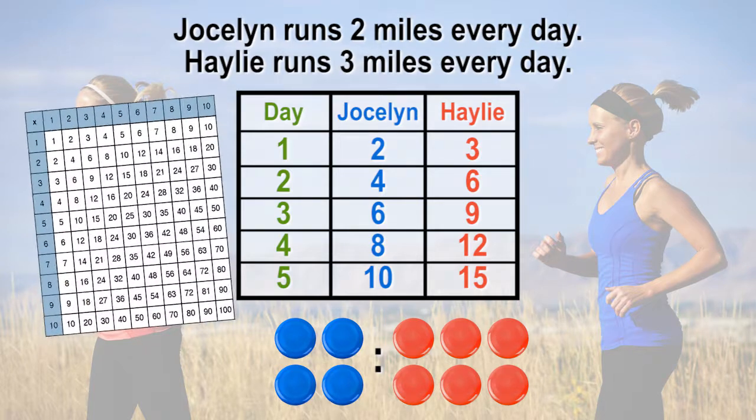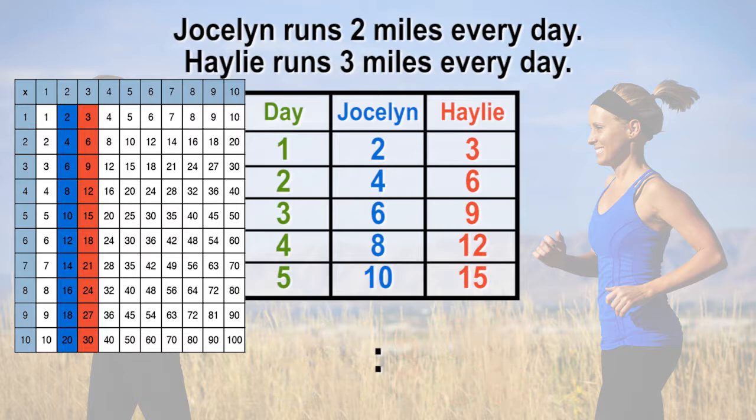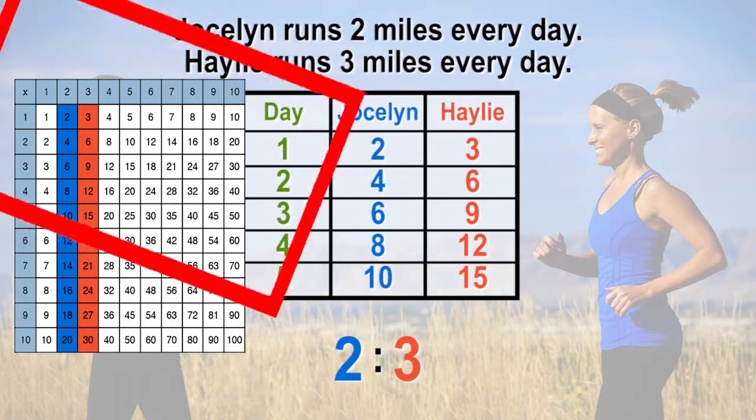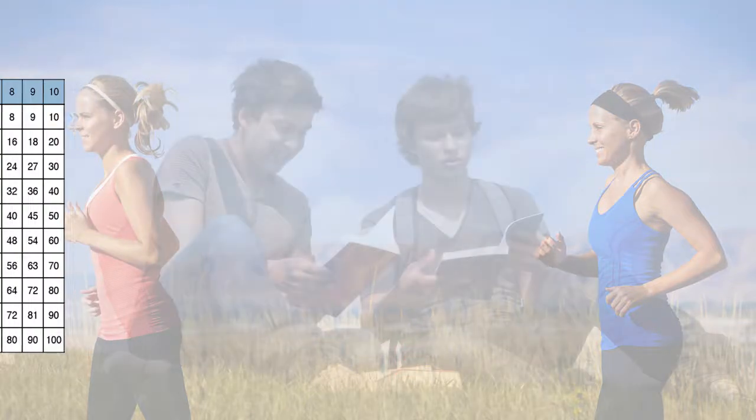Look at the multiplication chart and find the ratio of Jocelyn's miles to the number of Haley's miles. The simplest form of each of these ratios can be found at the top of the columns. Let's look at another problem.